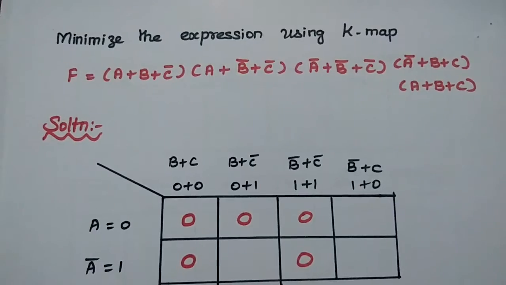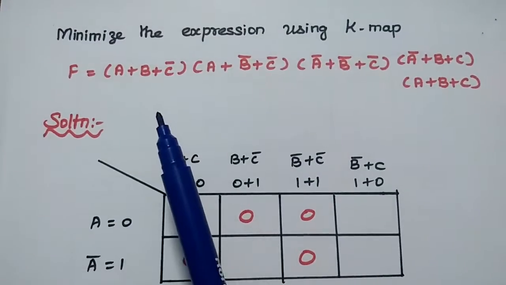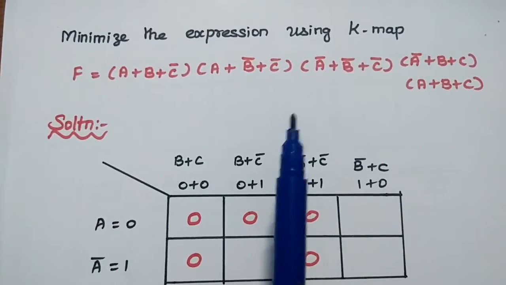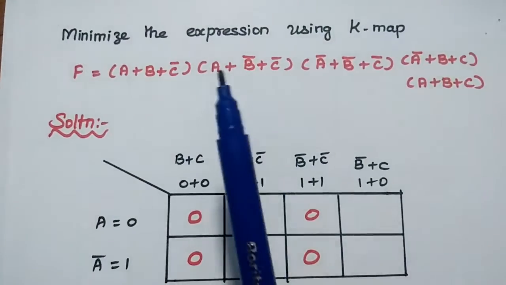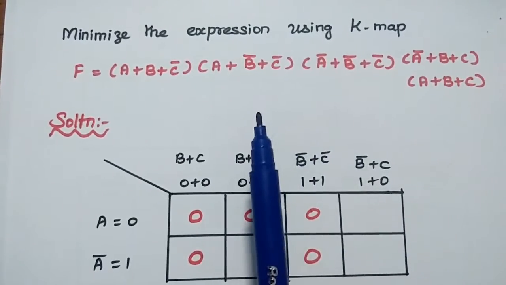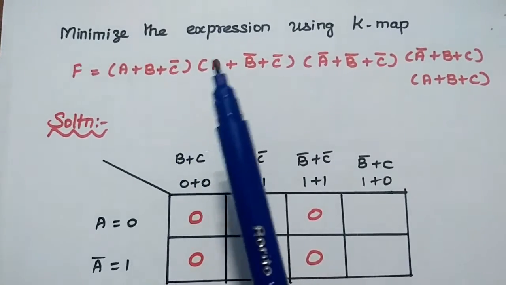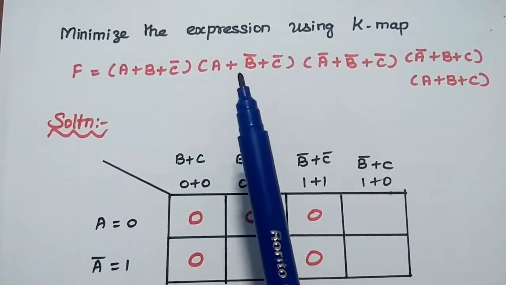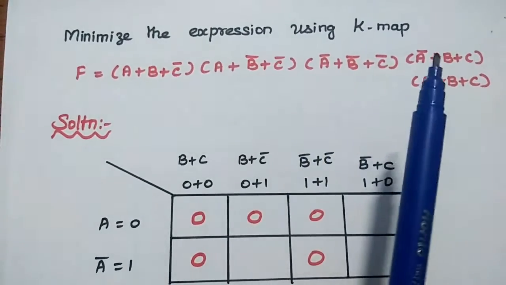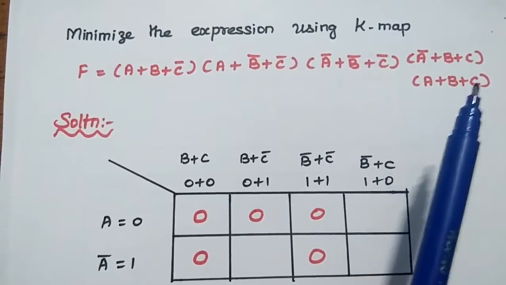The first problem is to minimize the given expression using K-map. From this expression we come to know that it is the product of sum. Product of sum means what? It is max terms. So here F is equal to A plus B plus C bar multiplied with A plus B bar plus C bar multiplied with A bar plus B bar plus C bar, A bar plus B plus C, into A plus B plus C.